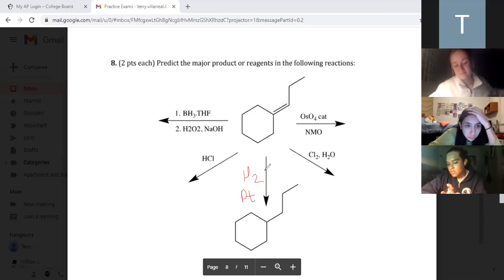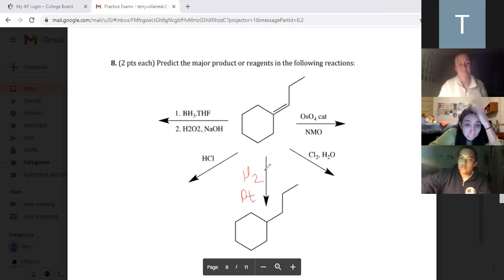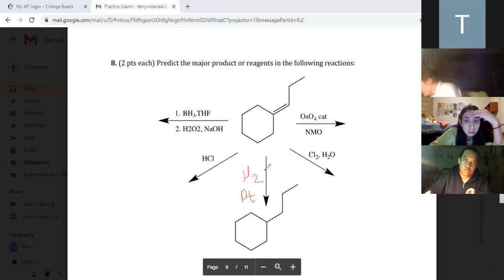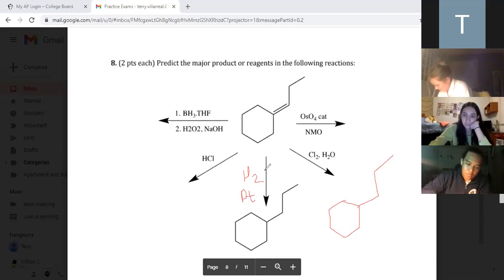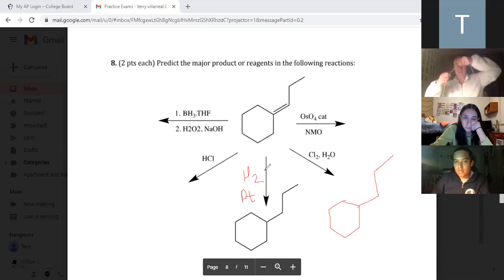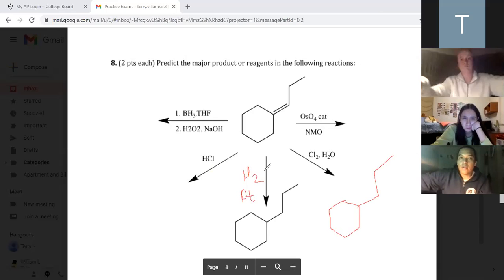Okay, next one is a halohydration. We're adding a chlorine and an alcohol. So our product, again, we're going to keep our same. Which carbon gets the chlorine? Which carbon gets the alcohol? The alcohol goes on the more substituted side. You are correct.